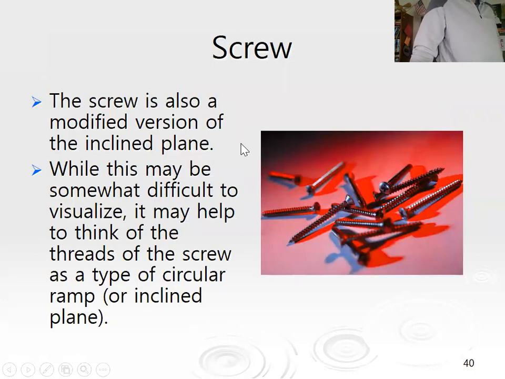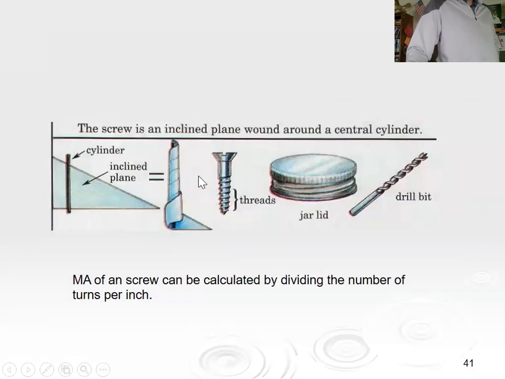A screw is another type of inclined plane. There are different types of screws, correct? A nail would also be a wedge, wouldn't it? Because the end of it has a wedge, correct? So a screw is a type of inclined plane, okay? It's also a wedge in a way. Here are all screws. We all know just your typical screw. It is an inclined plane wrapped around a cylindrical post.